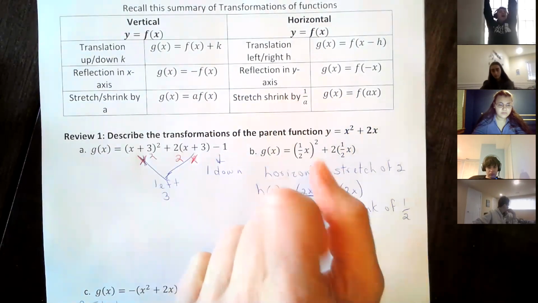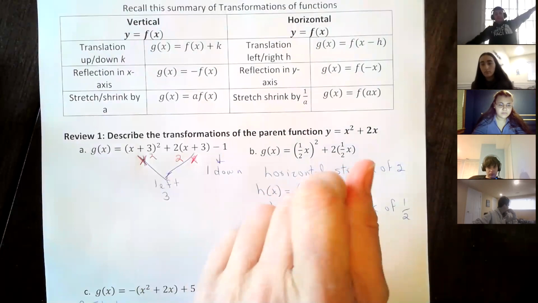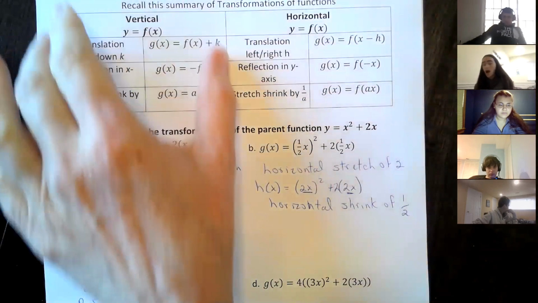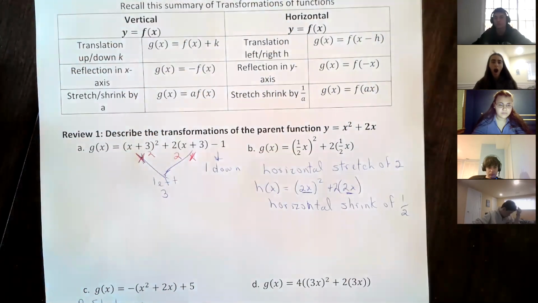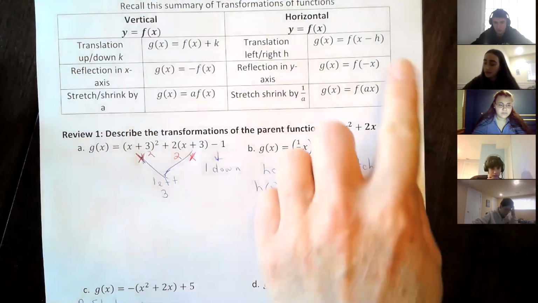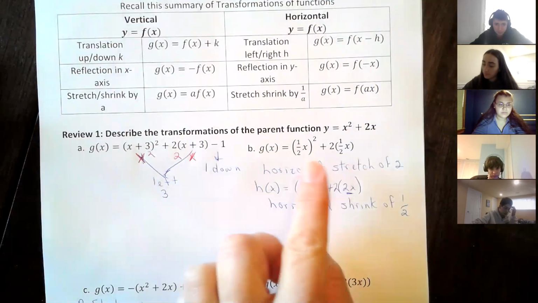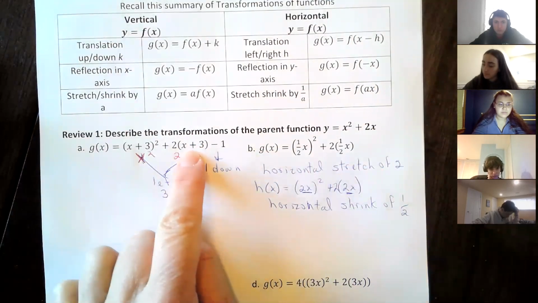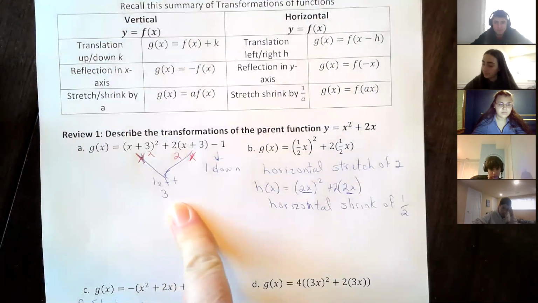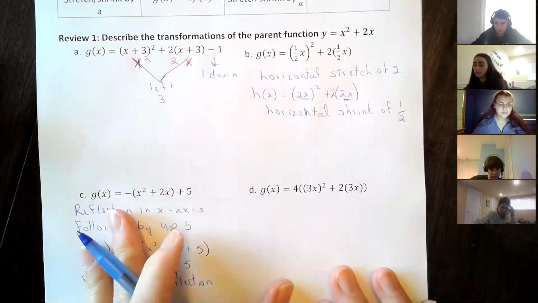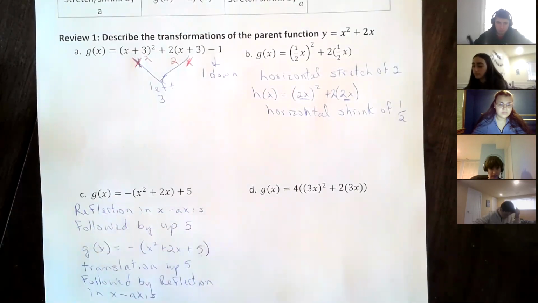So vertical follows PEMDAS, horizontal reverses PEMDAS. And we see that reversal because in our situation here, when we did x plus 3, we reversed it, so we went left 3. Okay. Let me do D, and then I will come back to Eli's question about a reflection in the y-axis.